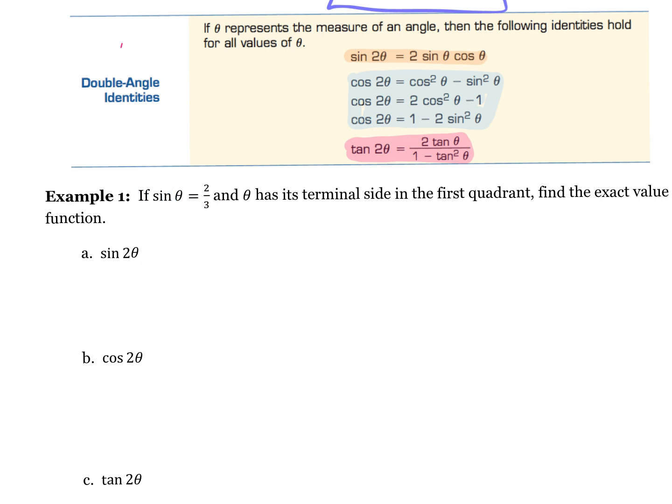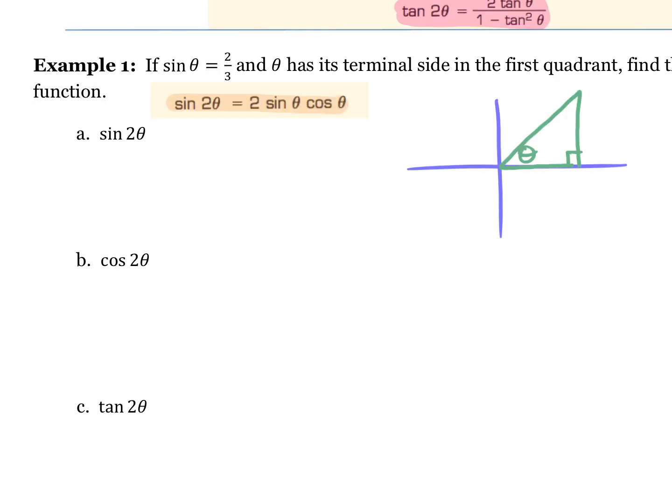Cool. So it says the sine of theta is 2/3. And it says theta has its terminal side in the first quadrant. All that means is my triangle would be like this. And theta's here. So they told us the sine of theta is 2/3. So SOH CAH TOA. Sine of theta is 2/3. So 3 is the hypotenuse. The opposite is 2. Because we just did opposite over hypotenuse. Let's go find this leg. Let's go find this little leg. What would that be?